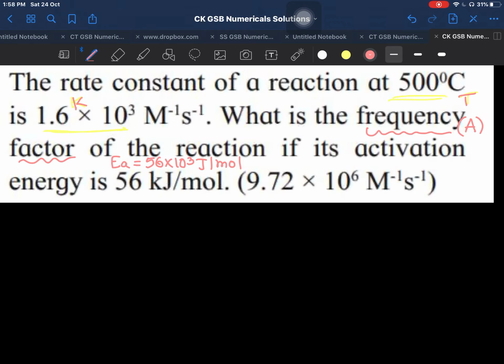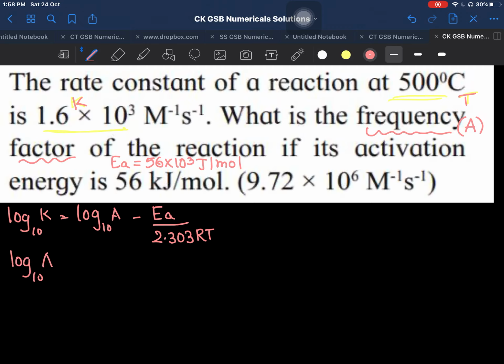Now see, one equation we have, Arrhenius, that is K is equal to A e raised to minus Ea by RT. But that is an exponential equation which cannot be used for calculation. That is why we will write the log value. So log to the base 10 K is equal to log to the base 10 A minus Ea upon 2.303 RT, right? Now they have asked A. So let us take first log A value on one side. So this will be log to the base 10 K plus Ea upon 2.303 RT.